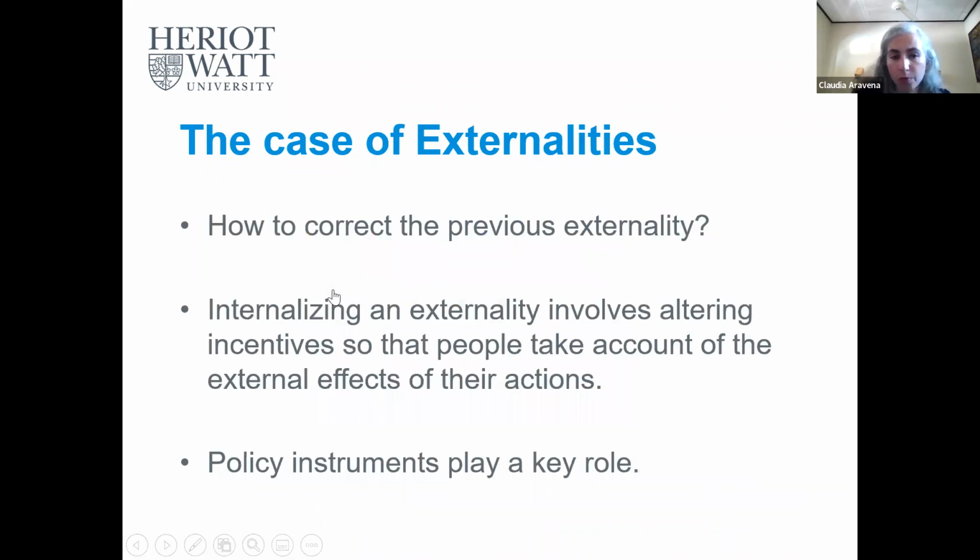So what can we do here? How do we correct this externality? We need to internalize the externality, involving altering the incentives so people take into account these external effects of their actions. So we need to find the incentives to make the price come to the correct point. And how do we do this in economics? We play with the incentives through policy instruments.